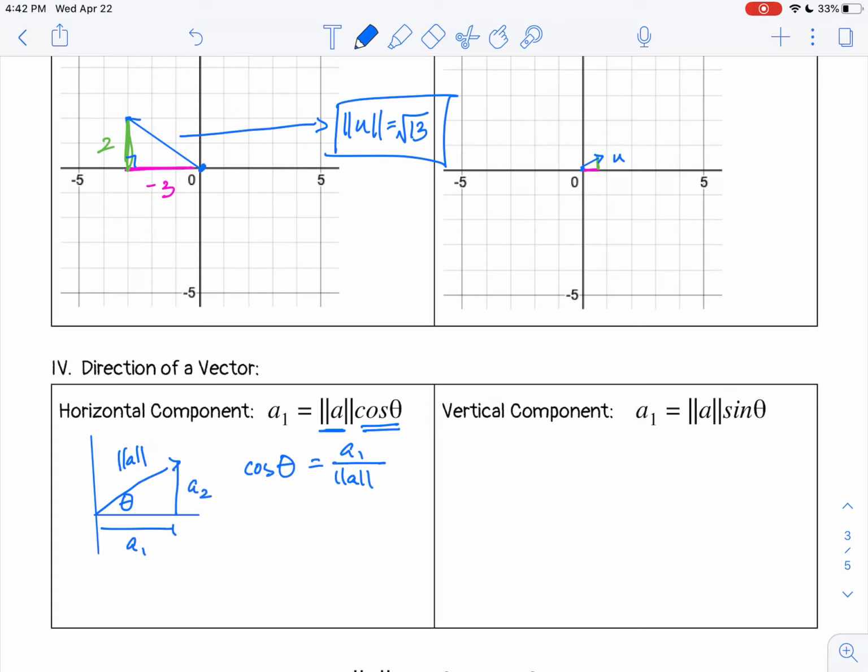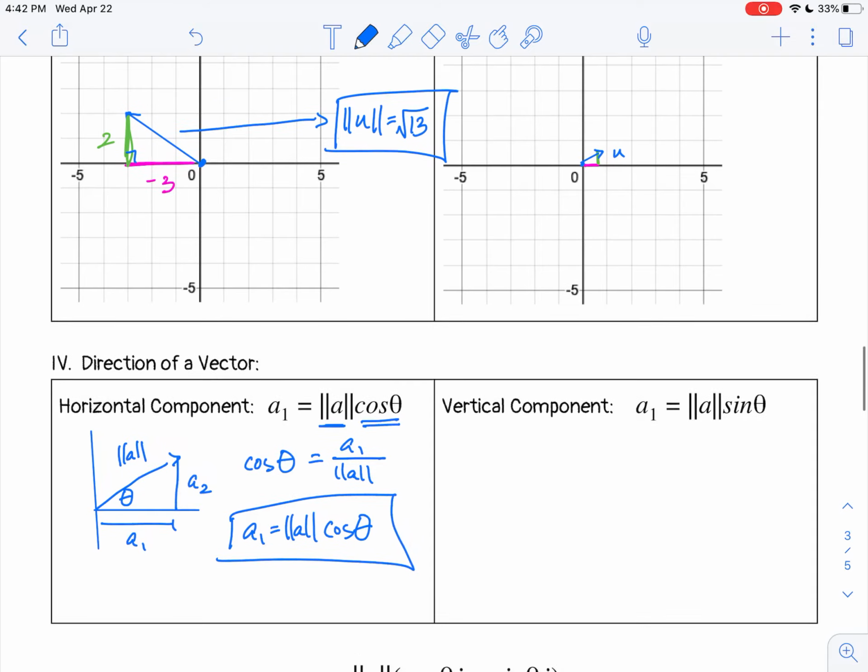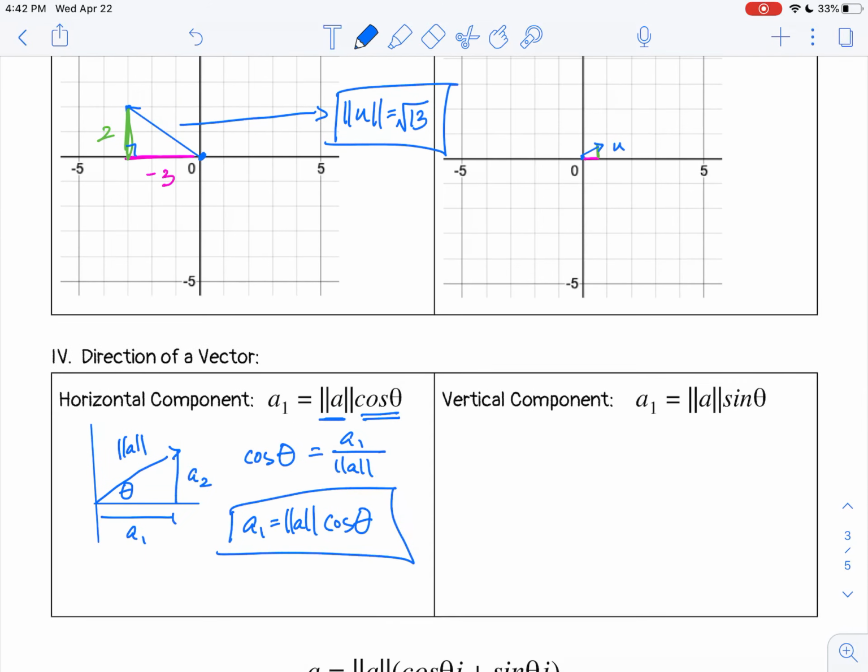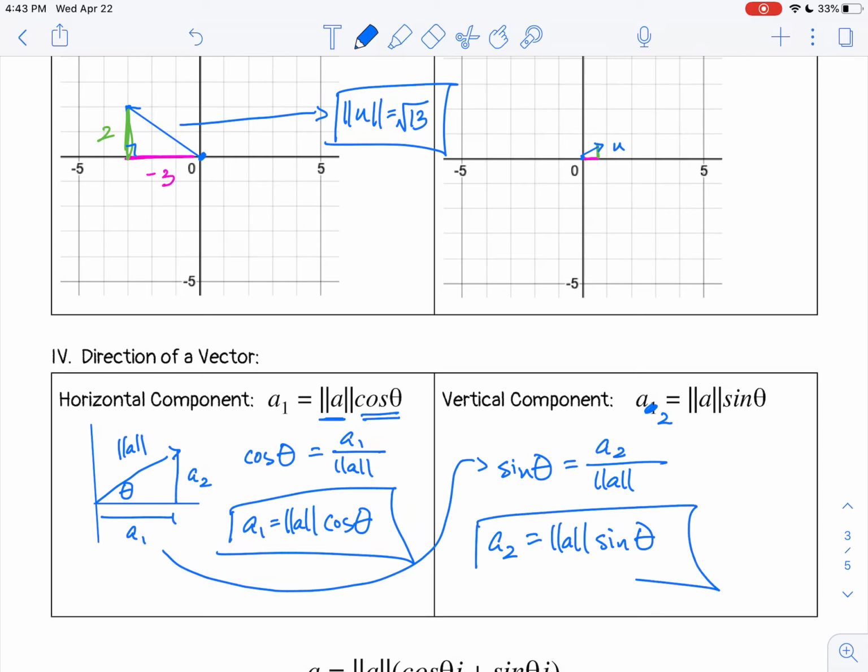And if I multiply that magnitude of A to both sides, then I will get A sub 1 equals the magnitude of A cosine theta. So that's where that formula comes from. And we could do the same thing with the vertical component, except this should be an A sub 2. So I know from this same diagram that sine of theta equals A sub 2 over the magnitude of A. And when I multiply both sides by the magnitude of A, I get this formula. All right, so that is how we can find the horizontal and vertical components of a vector.